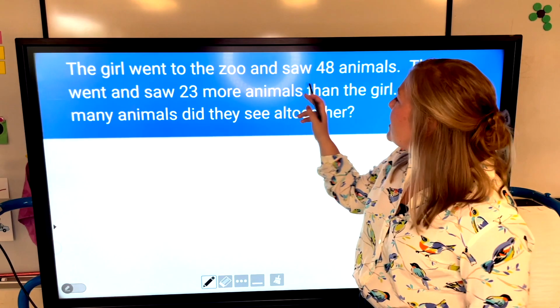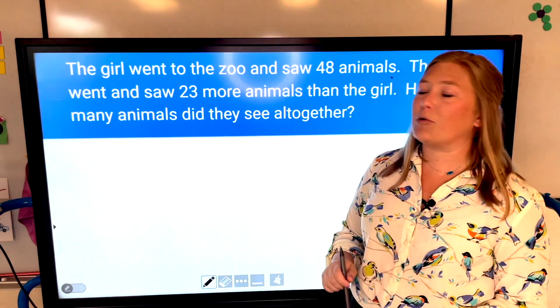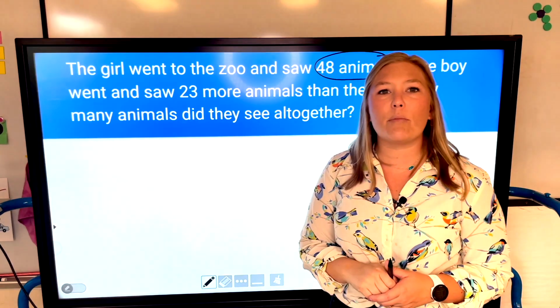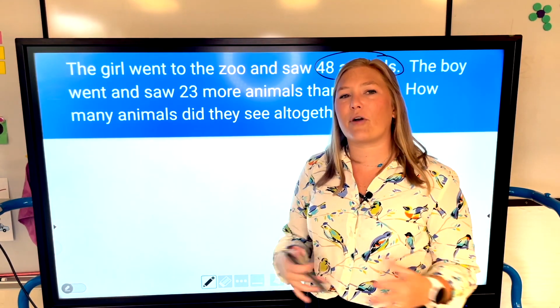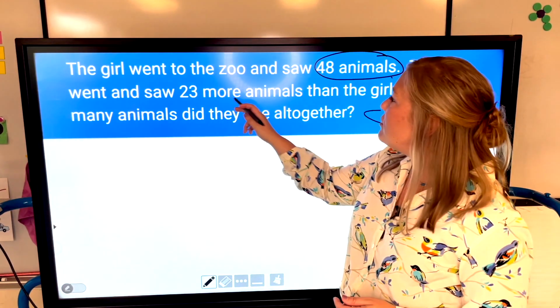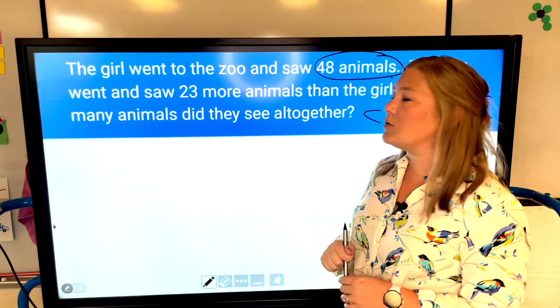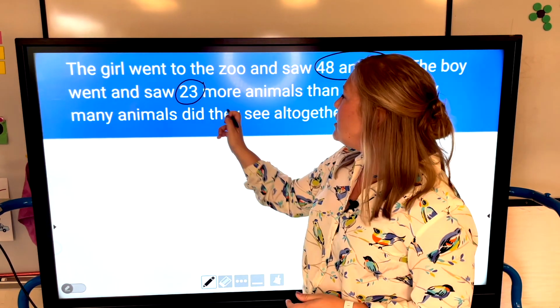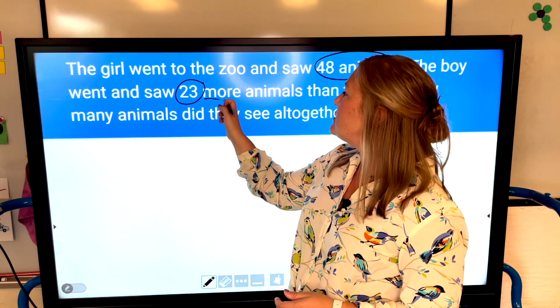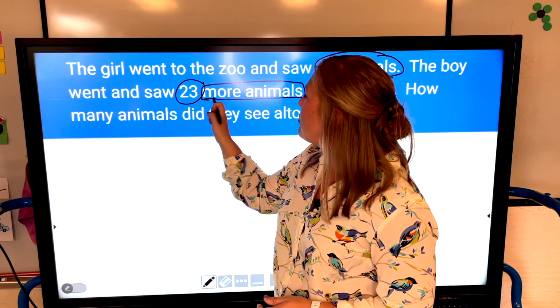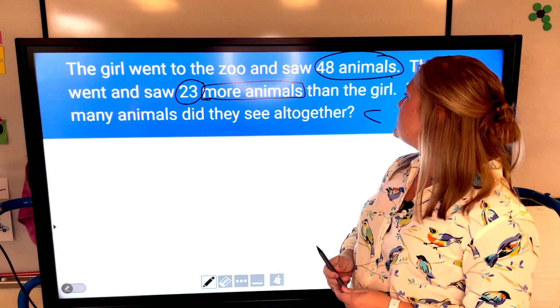So I keep reading and I say, and saw 48 animals. So I know that 48 animals, that's going to be important, right? It's a number. It's identifying a part of our word problem. Then we have the boy went and saw 23 more animals. Okay, well, I'm going to circle this number 23. And then I'm going to underline, I'm going to box out, whatever you want to do. So you remember this part, more animals than the girl.